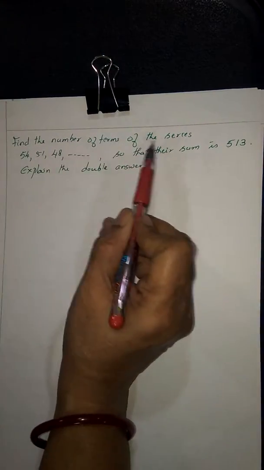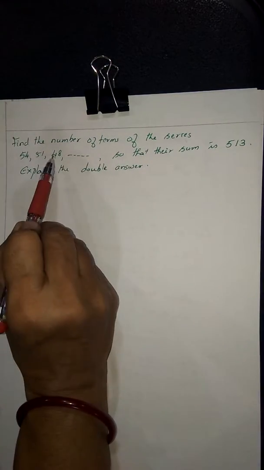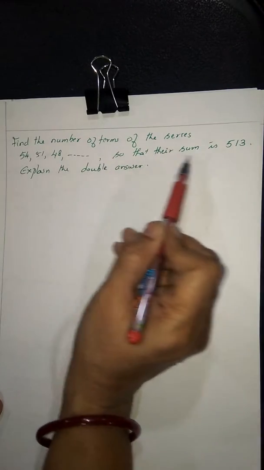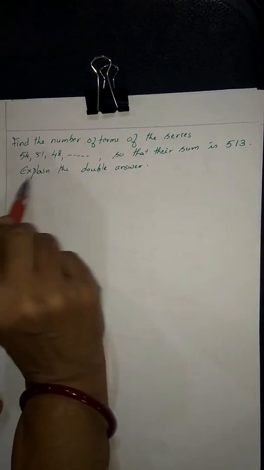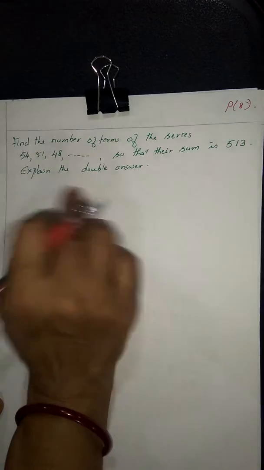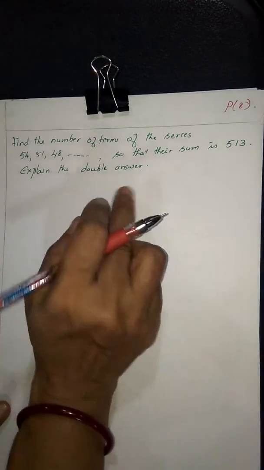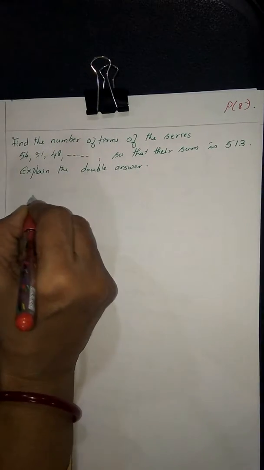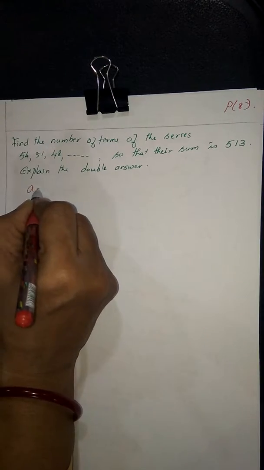Find the number of terms of the series 54, 51, 48, etc., so that their sum is 513. Explain the double answer. Now first let us find the number of terms and then I'll explain what this double answer means. So let us write down what is given.